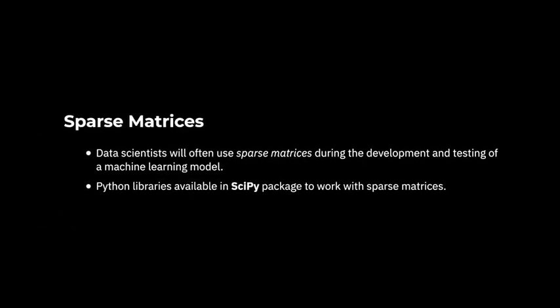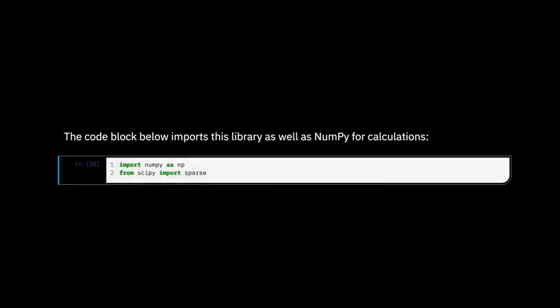Instead of building a complete data ingestion pipeline, data scientists will often use sparse matrices during the development and testing of a machine learning model. Sparse matrices are used to represent complex sets of data, for example, word counts from a set of documents, in a way that reduces the use of computer memory and processing time. There are Python libraries available in the SciPy package to work with sparse matrices. The code block below imports the SciPy library as well as the NumPy library for calculations.